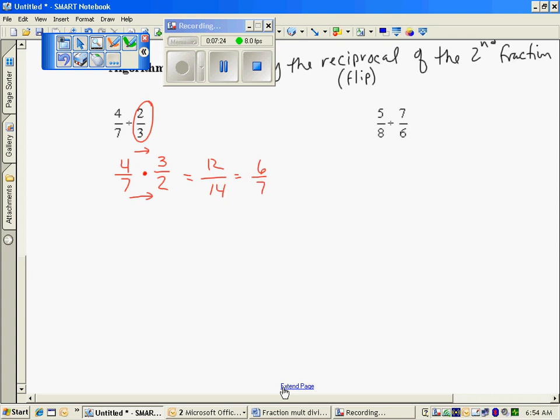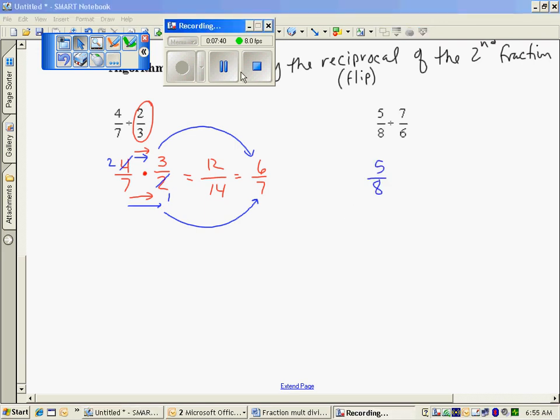If I was to backtrack, notice 2 divides into 2 once, 2 divides into 4 twice. Multiplying straight across, there's my 6. Multiplying straight across, and my 7. Trying the second fraction, 5/8. Multiplying by the reciprocal would be 6/7. Again, it's the reciprocal of the second fraction.